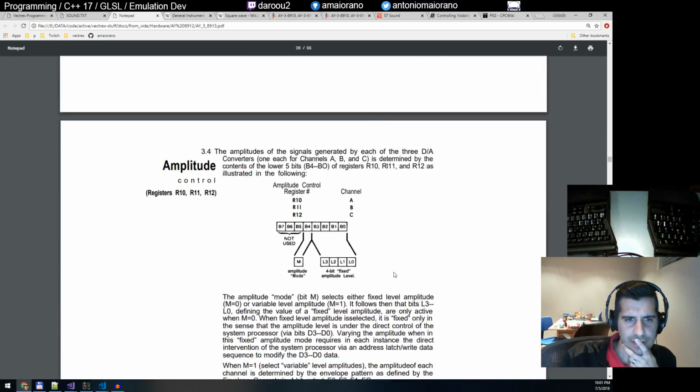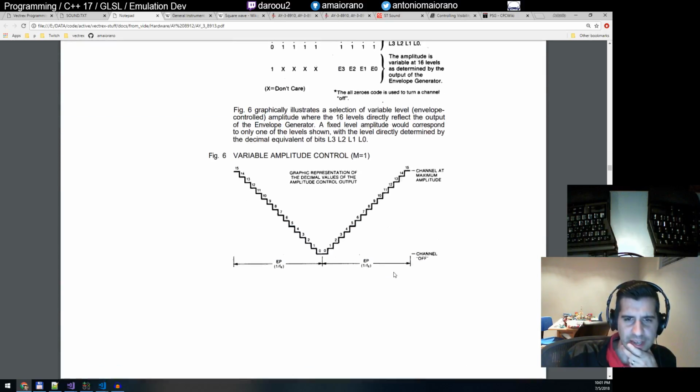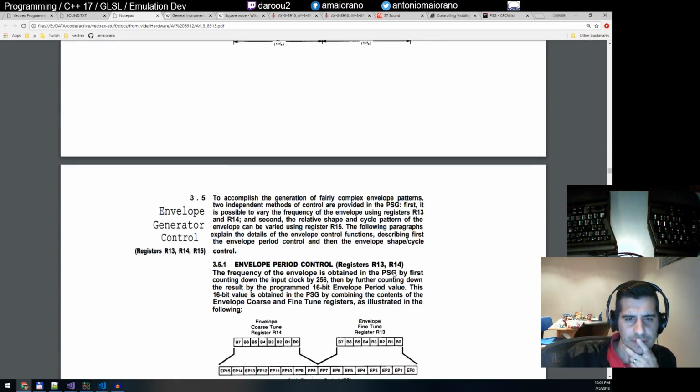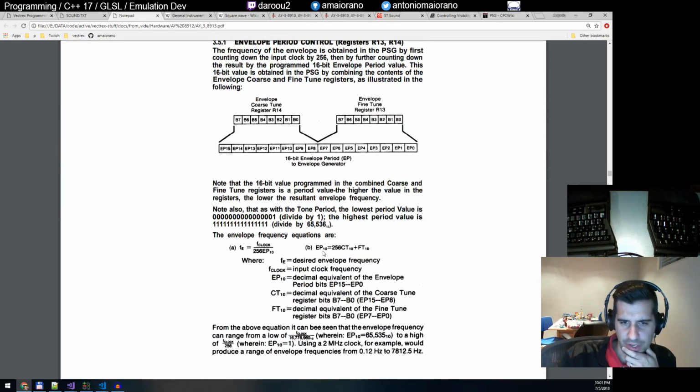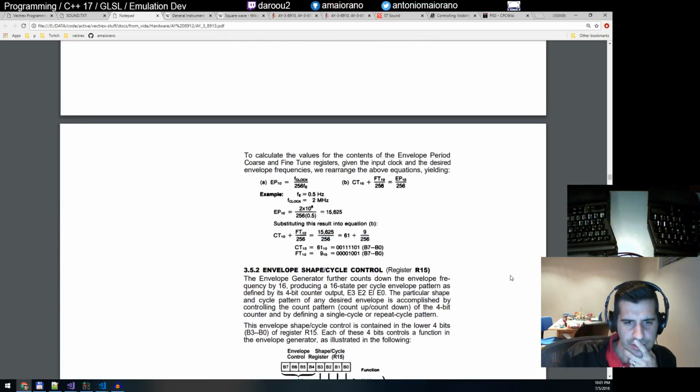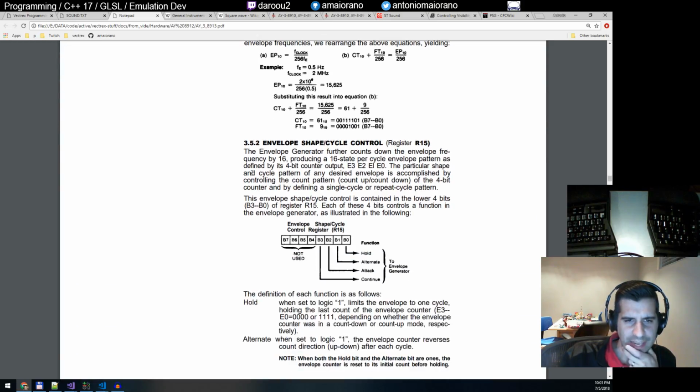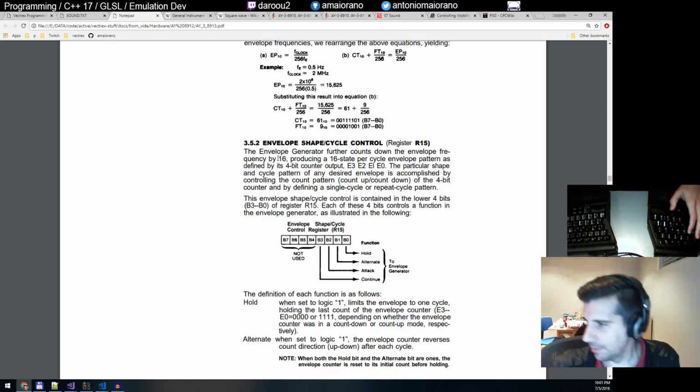Then maybe I'm wrong, and maybe there isn't an extra divide. I mean, here they write 256 and above they wrote 16, but this is exactly the same as the equation for the tone generator. But then it says the envelope generator further counts down the envelope frequency by 16. I don't know. We'll see.